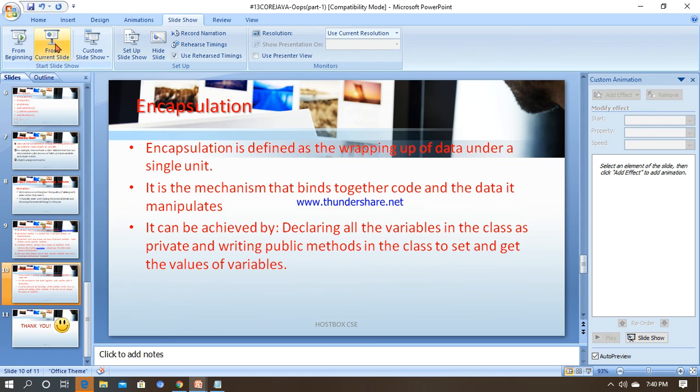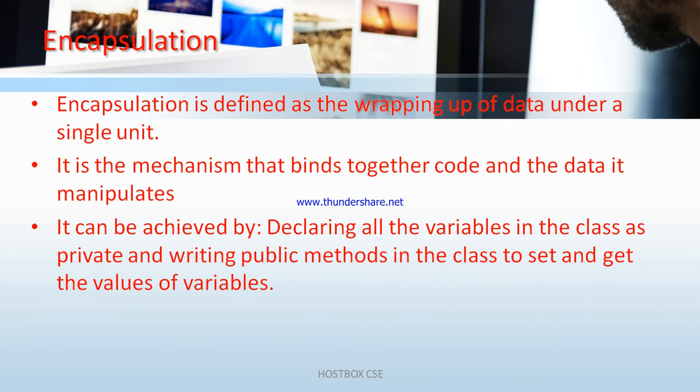Let's go for encapsulation. What is encapsulation? So simple and easy. It is defined as the wrapping of data under a single unit, or you can say it is a mechanism that binds together code and the data it manipulates. And how can it be achieved in Java? It can be achieved by declaring all the variables in the class as private and writing public methods in the class to set and get the values of the variables.